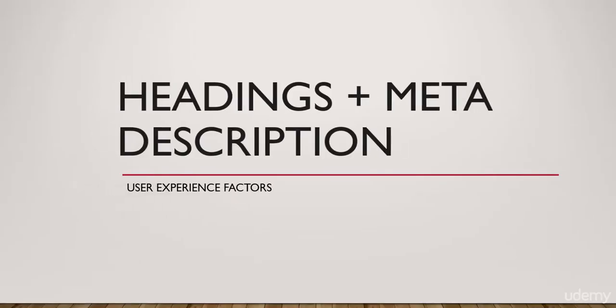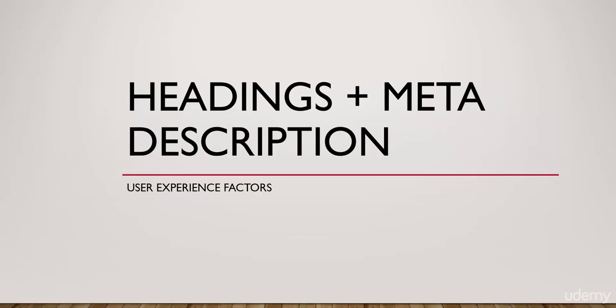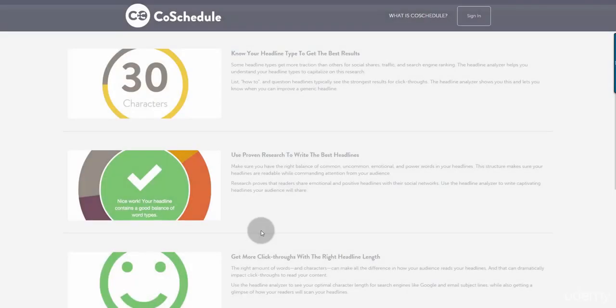In this lecture, you are going to learn how to add the best heading and meta description for your post in your site to get the maximum click-through rate or CTR. So how should your headings be? Your headings should be in a particular manner that attracts social shares, more traffic, and also search engine ranking. To have all these features, your headline should have three important characteristics.